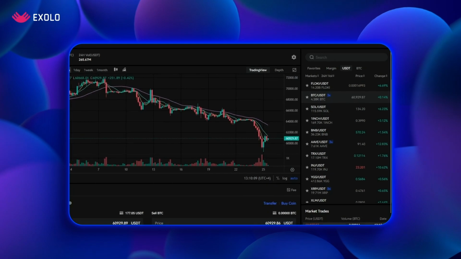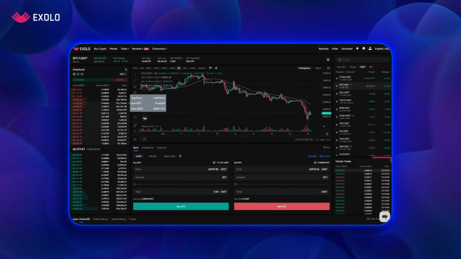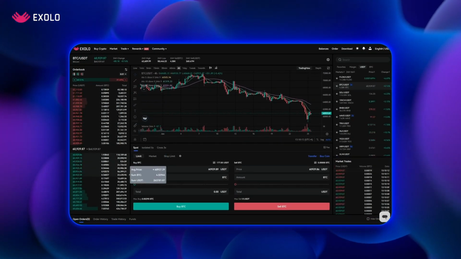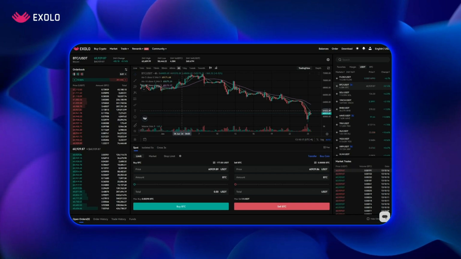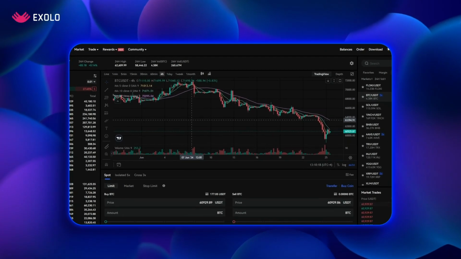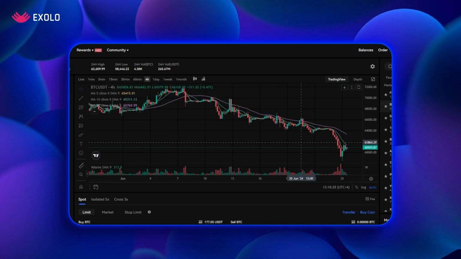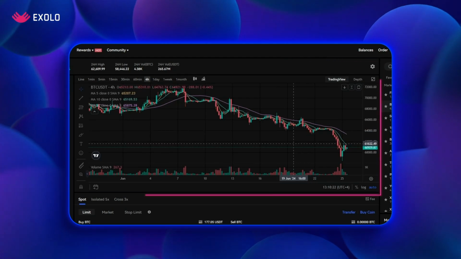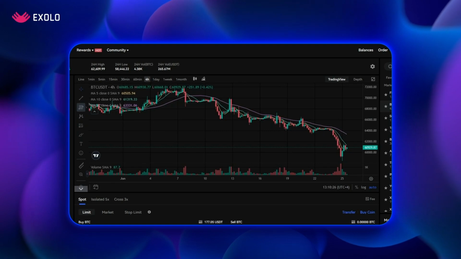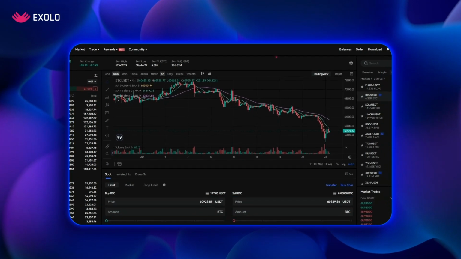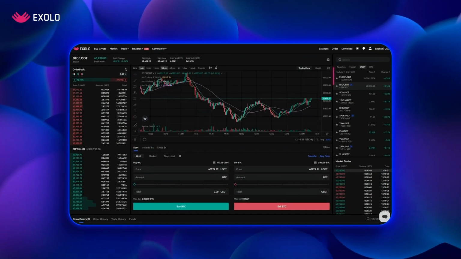Order book and live price. On the left side, you can view the order book, which displays the buy and sell orders in real time. The live price of the selected pair is also shown here. Chart and technical analysis. Center of the interface. The chart area is located in the center. Here, you can see the price movements of the selected trading pair.